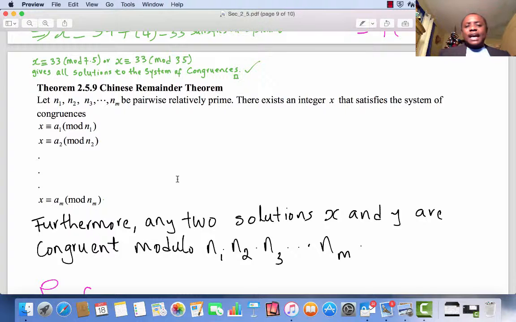Subsection 2.5.9, Chinese remainder theorem. This is simply a generalization of a system of linear congruences. Let n1, n2, n3, right up to nm be pairwise relatively prime. Then there exists an integer x that satisfies the system of linear congruences: x congruent to a1 mod n1, x congruent to a2 mod n2, x congruent to a3 mod n3, right up to x congruent to am mod nm. And furthermore, any two solutions x and y are congruent modulo n1 times n2 times n3 times nm. You can see that indeed it is a generalization of a system of linear congruences.